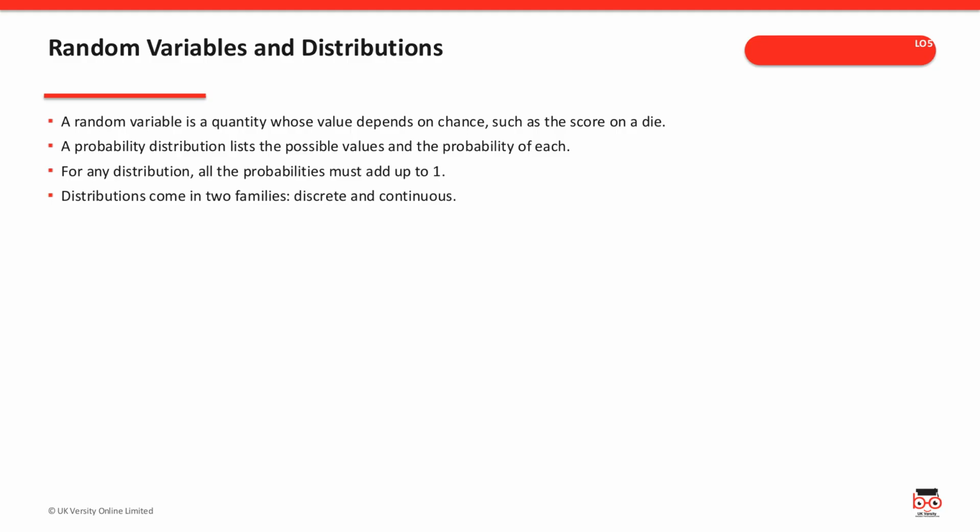A random variable is just a quantity whose value depends on chance, like the score you get on a die. A probability distribution then lists the possible values and the probability of each one. And whatever the distribution, all those probabilities must add up to 1, because something has to happen. Distributions come in two broad families, discrete and continuous, and telling them apart is where we'll begin.